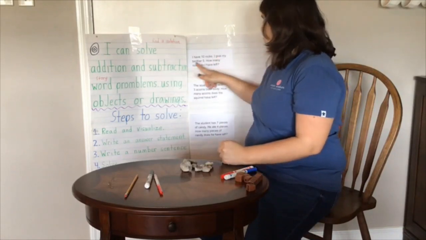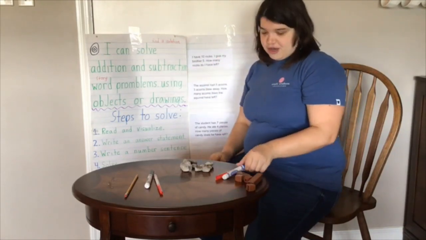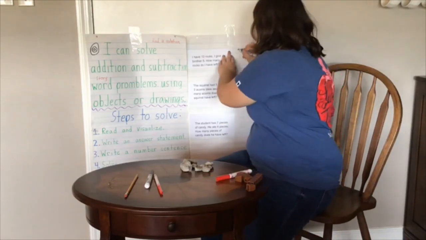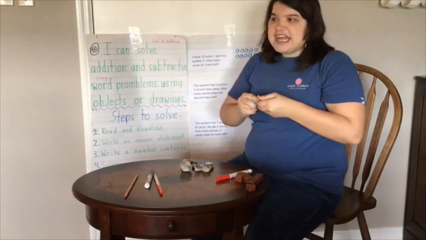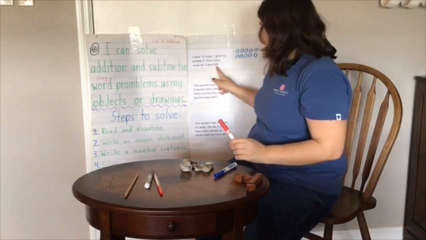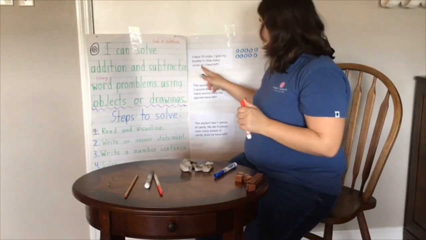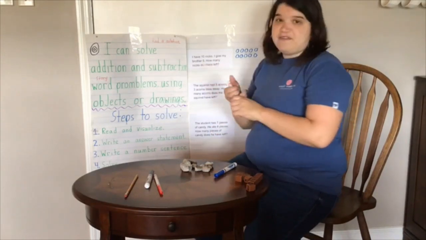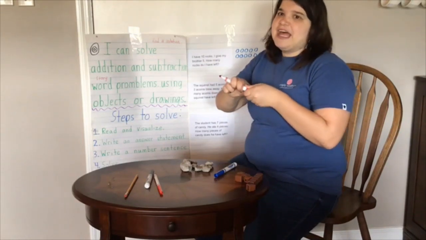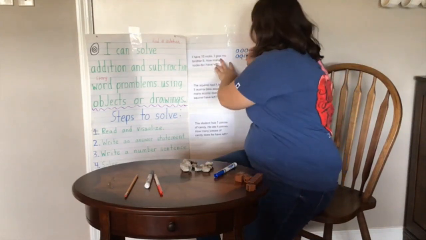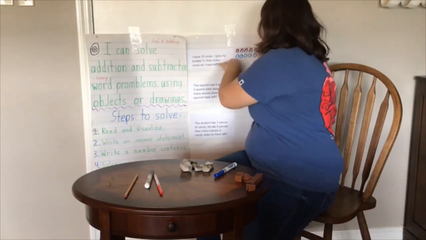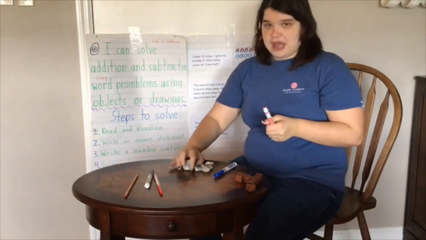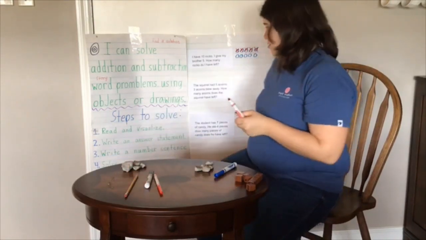I give my brother 5. So I started with 10 rocks, 3, 4, 5, 6, 7, 8, 9, 10. And I give my brother 5. How many rocks do I have left? If I'm giving them away, that means I have less in the end. 1, 2, 3, 4, 5. The X's show how many I'm giving away. I'm giving these away to my brother.